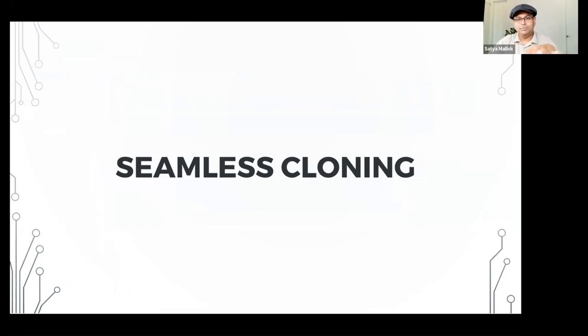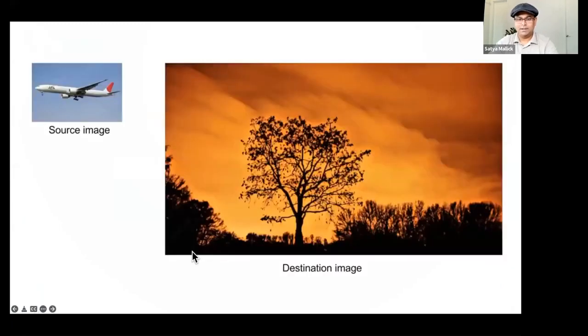Now, to begin, what is seamless cloning? This is an example of a destination image. You can see that it is an evening sky. It has this yellow hue that comes in the evening. And I have this source image where I want to actually insert this airplane into the sky. And I want to make sure that it doesn't look bad. It looks natural. It looks like the lighting is preserved and things like that.